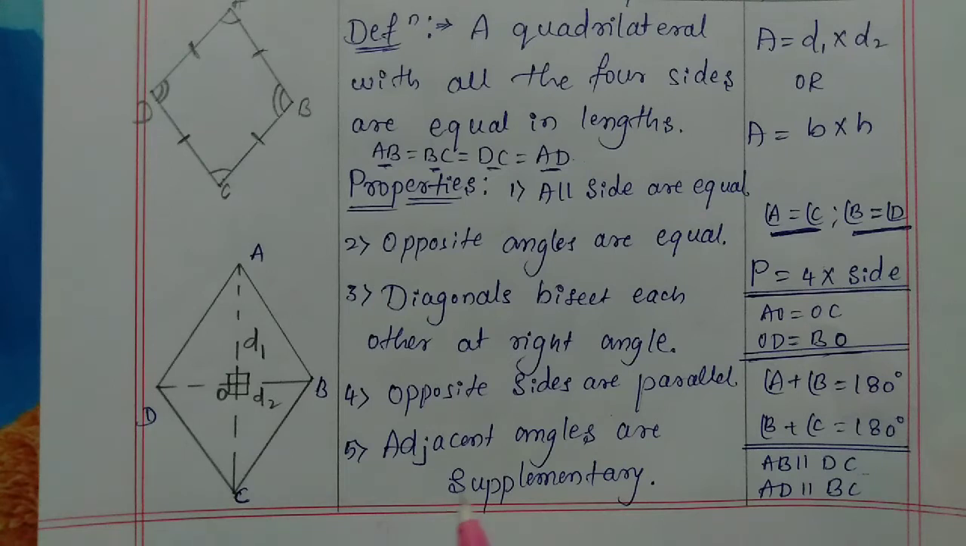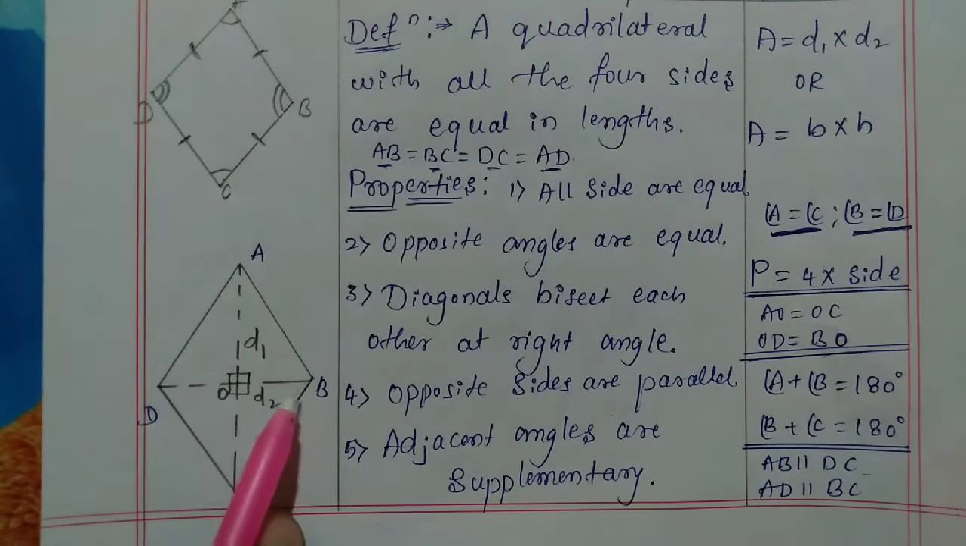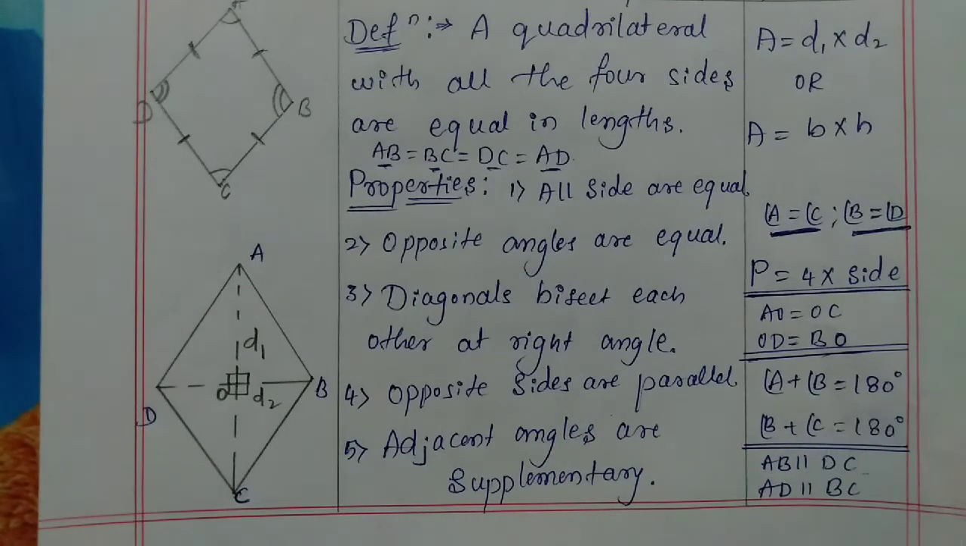Right? So next, the last one, that is adjacent angles are supplementary. First, you should know what is meant by supplementary angles. Supplementary angle means the sum of two angles is 180, then it is called supplementary. So here angle A plus angle B is 180. So that's why these two are called supplementary angles.